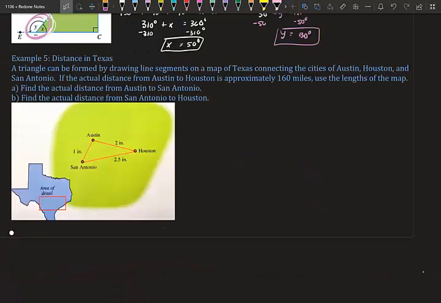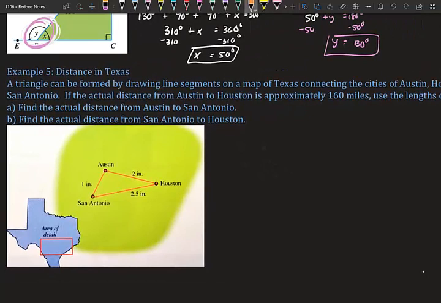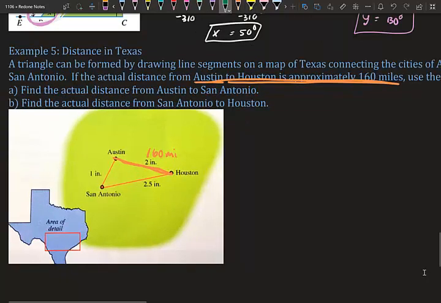A triangle can be formed by drawing line segments on a map of Texas connecting the cities of Austin, Houston, and San Antonio. If the actual distance from Austin to Houston is approximately 160 miles, use the lengths of the map. We're going to find the actual distance from Austin to San Antonio and San Antonio to Houston. So they gave us a piece of information: Austin to Houston is 160 miles.